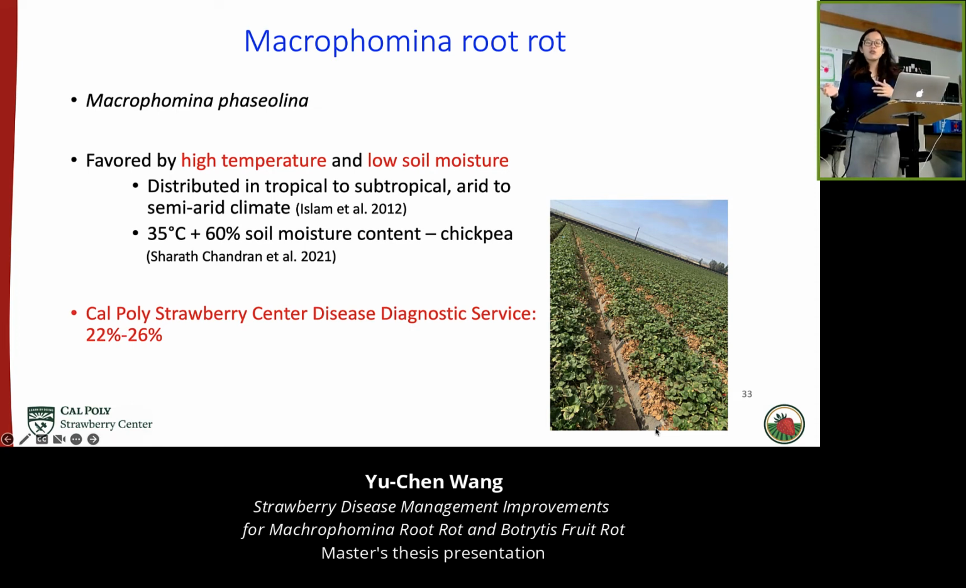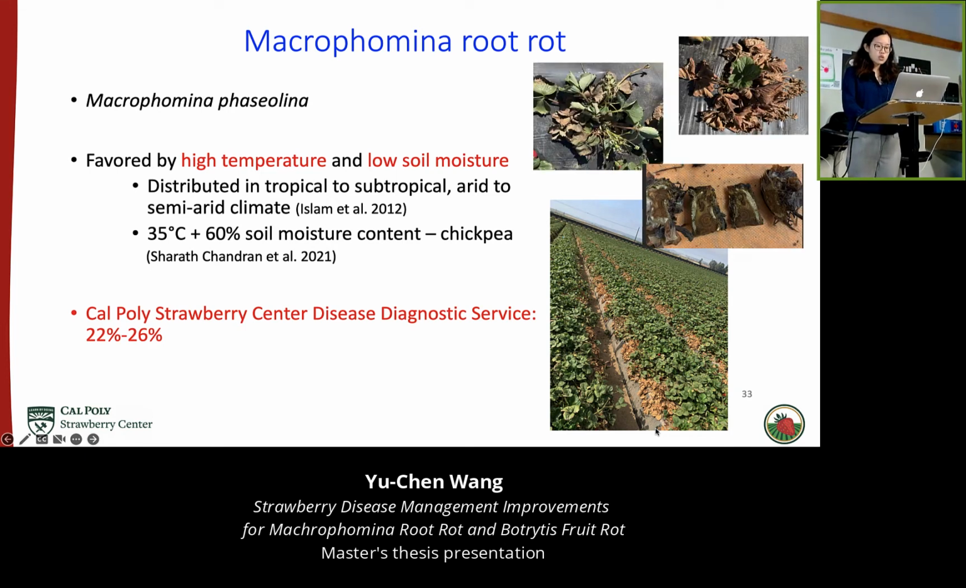Macrophomina root rot is caused by the soil-borne fungus Macrophomina phaseolina. As I mentioned before, unlike Botrytis fruit rot, this is a pathogen living in the soil and attacking the crown and root area. Strawberry plants infected with Macrophomina root rot show symptoms of stunting and wilting, the above ground parts get necrotic, and eventually you see the plant collapse and produce no yield. And if you cut the crown open, you will also see dark discoloration showing the crown is being affected.